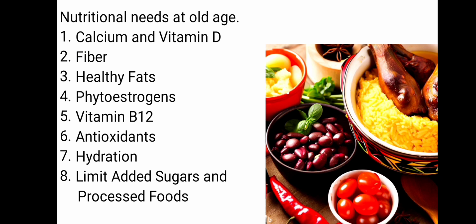From 50 and above, though they are still young, the nutrients needed then are calcium and vitamin D, fiber, healthy fats, phytoestrogens. These are from plants. They are plant compounds that have a weak estrogen-like effect on the body, and it may help to alleviate some old age symptoms. Some things like soya beans, legumes like your beans, flaxseed, cinnamon, spices give phytoestrogens.